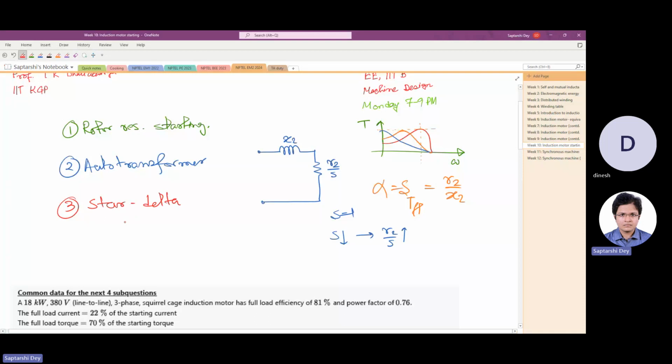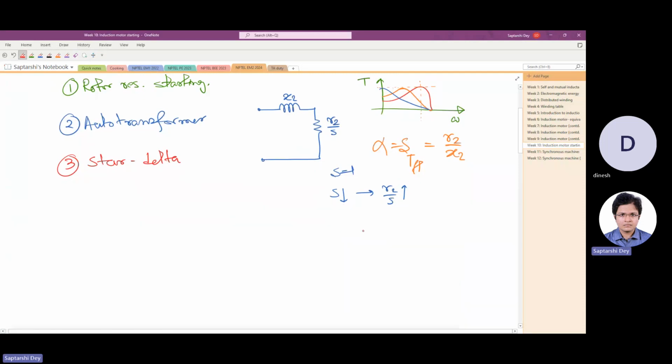Star delta starting is a very case specific starting. Only an induction motor which is designed as a delta induction motor, you can start it as a star induction motor. The other way is not possible, obviously, because say you have a 400-volt induction motor designed as a delta connected induction motor, that means every winding is rated for 400 volt. Now if you start as a delta connected induction motor, at starting all the windings are getting rated voltage.